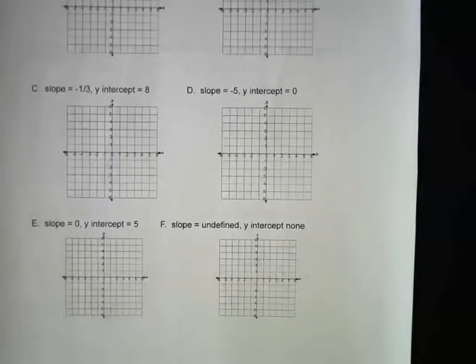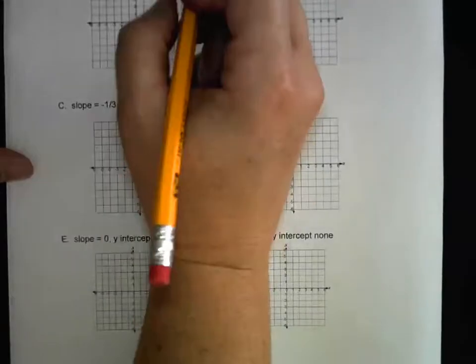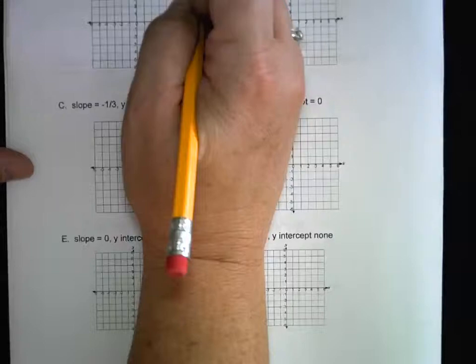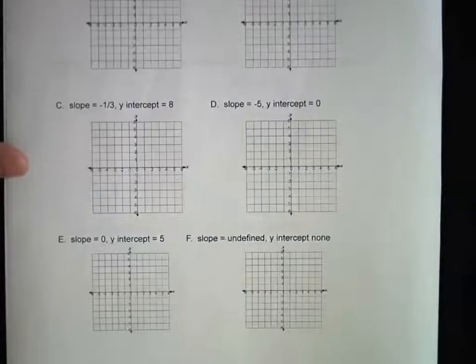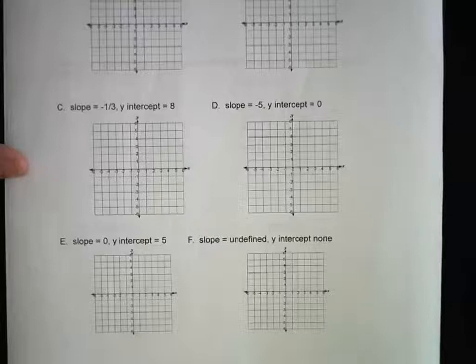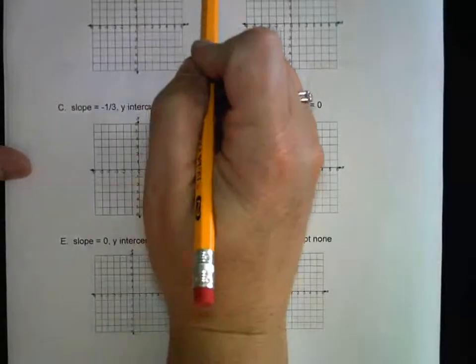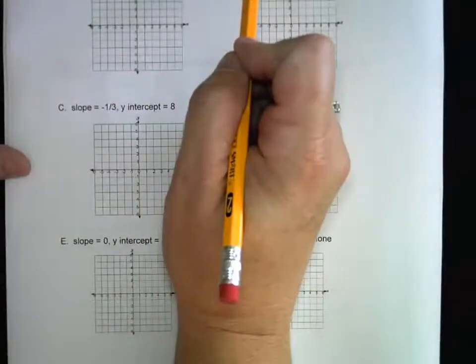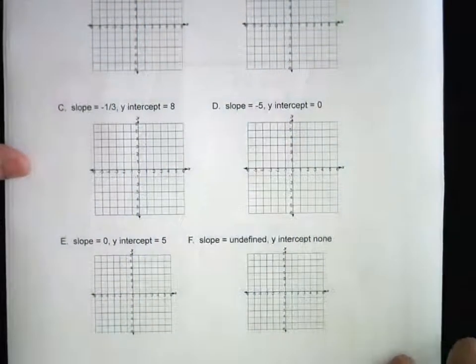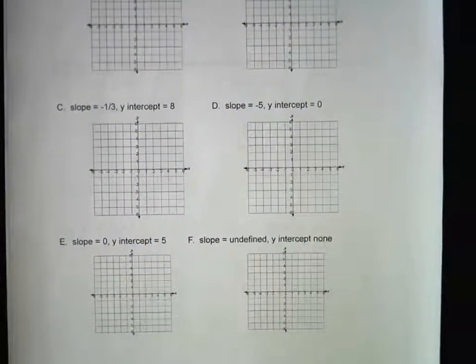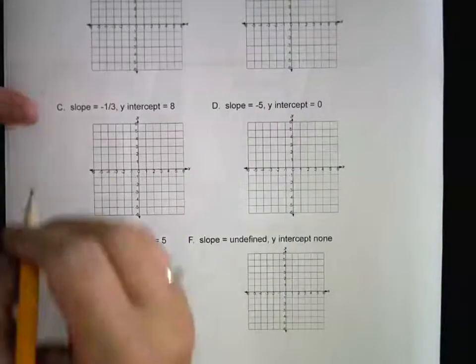We have slope-intercept form. Slope-intercept form is y equals mx plus b. And this is one of the things that you do need to know. You will use this a lot. M is your slope and b is your y-intercept. And these look exactly like the ones we just graphed on the previous page. So we're going to write the equation of this line first.